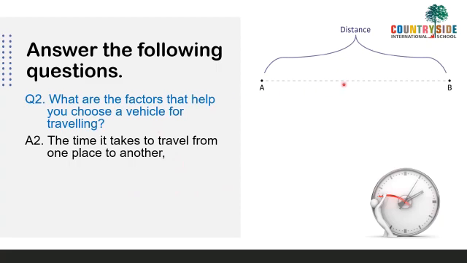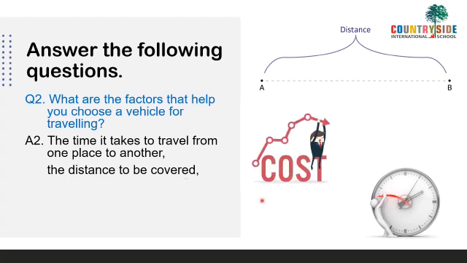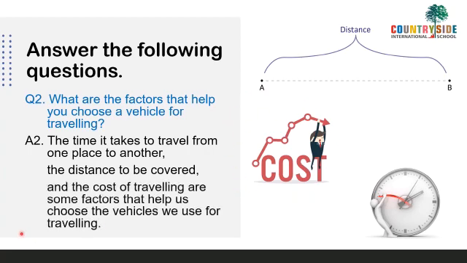Then distance. The distance to be covered. If I have to go nearby place, I can go at times walking also without using the vehicle. That's okay. Or I can use a cycle or scooter too. Cost. And the cost of traveling are some factors that help us choose the vehicles we use for traveling. Even the cost. At times we want to go to far places, but then we cannot spend much money. So instead of airplane, we select train because train is little cheaper than aeroplane. So it's okay. So cost also helps us to decide which vehicle to use.